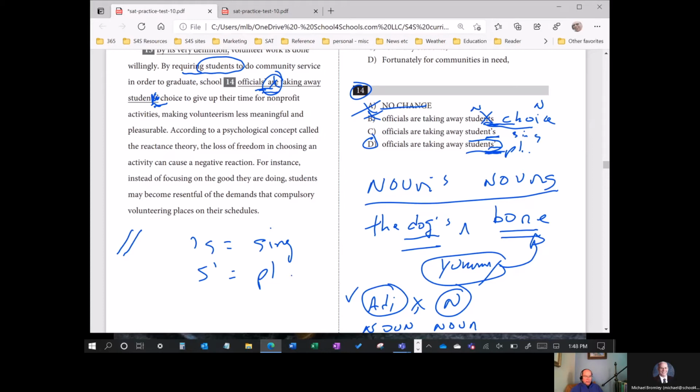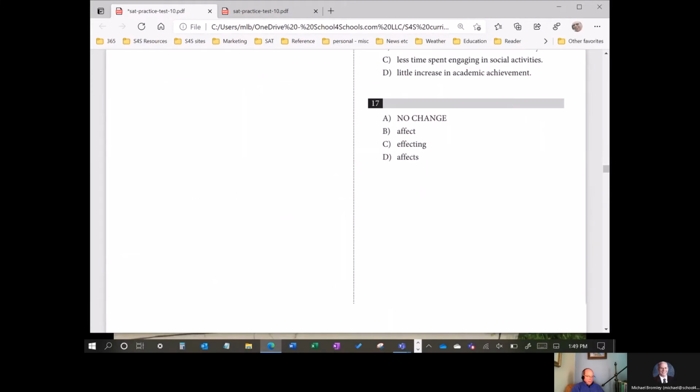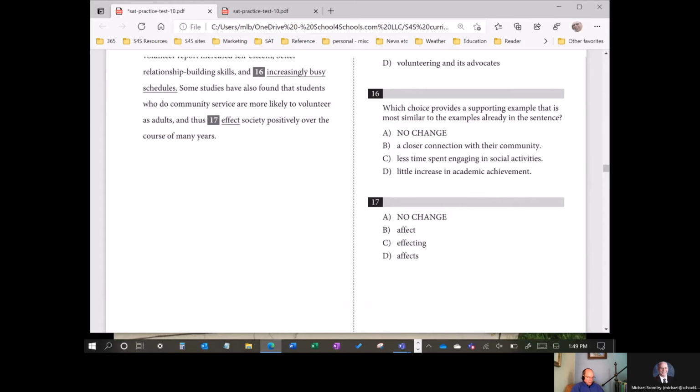Alrighty, moving on. We're going to go down to number 17 here. All right, number 17. This is a tricky one if you're not familiar with it. So let's just get familiarized with it and see what's going on. So effect and affect. They sound kind of the same, but they're used a little bit differently.